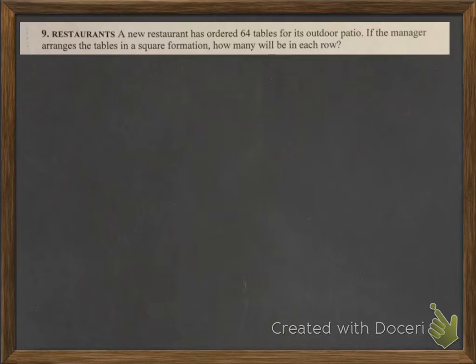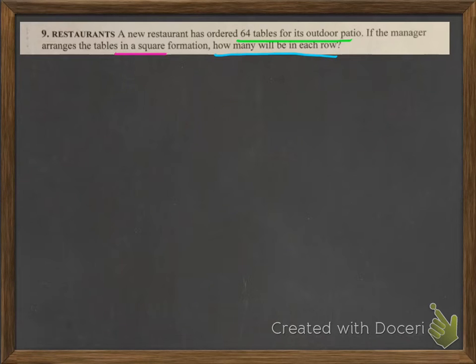So for this problem, it says a new restaurant has ordered 64 tables for its outdoor patio. If the manager arranges the tables in a square formation, how many will be in each row? So you want to make sure that you're annotating the problems. To annotate the problems means that you are underlining the important pieces of information that you are potentially going to use in the problem. So if you'll notice, I underlined 64 tables. Most of you probably would already know to underline that because it has a number in it. But some of you may not have underlined the word square. The word square in these types of problems with squares and square rooting is essential. If this is not a square, then you cannot apply the square root and squaring philosophies.